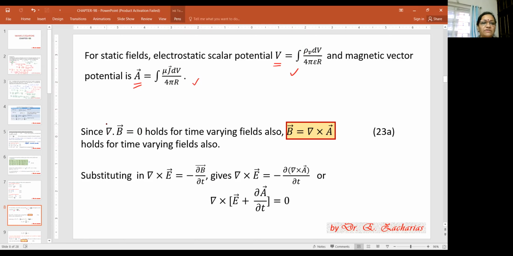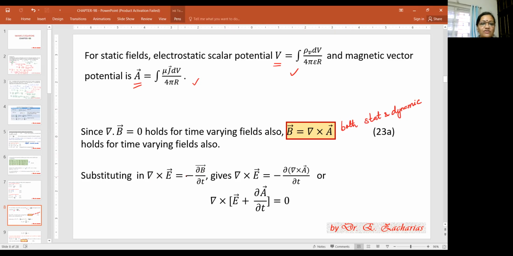If you remember, del dot B equal to 0 is a basic Maxwell's equation. Since del dot B equal to 0 for both static and dynamic, the equation B is equal to del cross A, where A is the vector potential, which we had used in statics, holds good here. It holds good for both the static situation and for dynamic. Okay, now let us take the next equation.